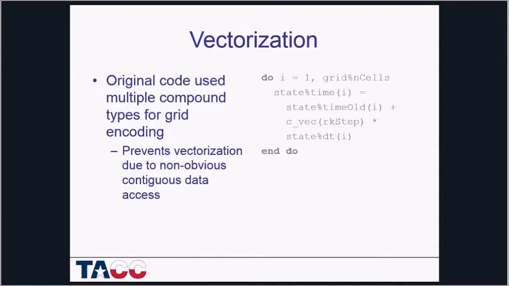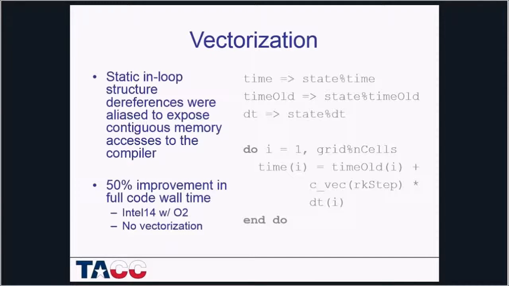So after we changed the matrix encoding from row to diagonal, we focused on getting the vectorization to all work properly. The problem with the original code was that multiple compound types were used for the grid encoding. You can kind of see an example on the right. The problem was that the appearance of indirect access through compound type dereferencing prevents the compiler from being able to efficiently determine what is vectorizable and what is not. So we wanted to change all that.